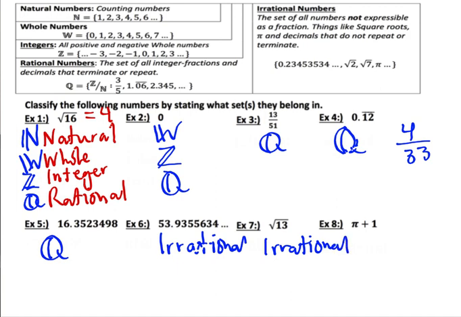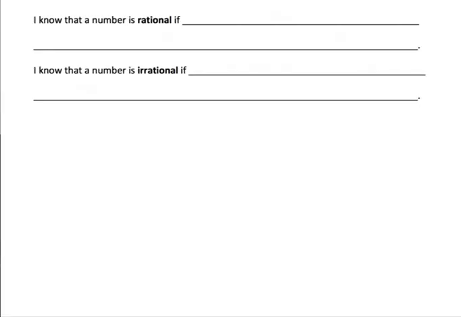Now, pi plus 1. If you take an irrational number and add a rational number to it, it's going to stay irrational because there's nothing about the 1 that's going to get rid of all of those extra decimals. So pi plus 1 is an irrational number.